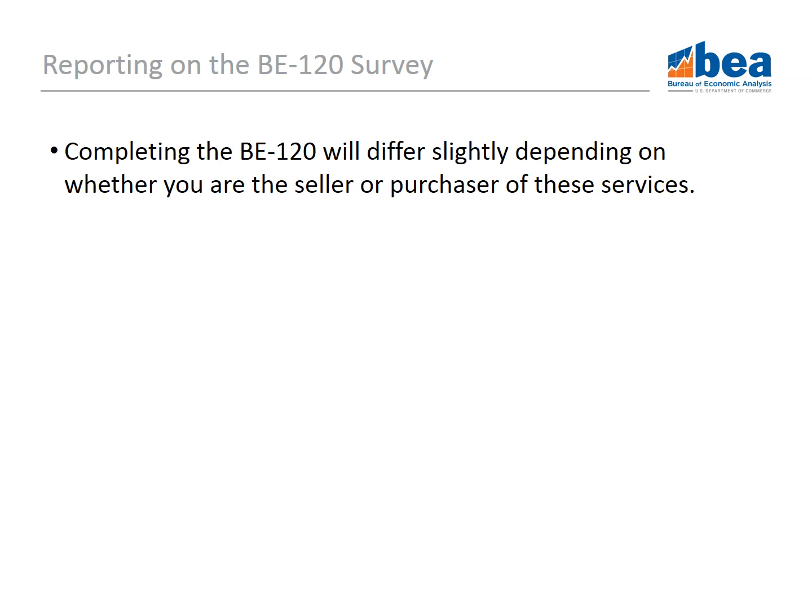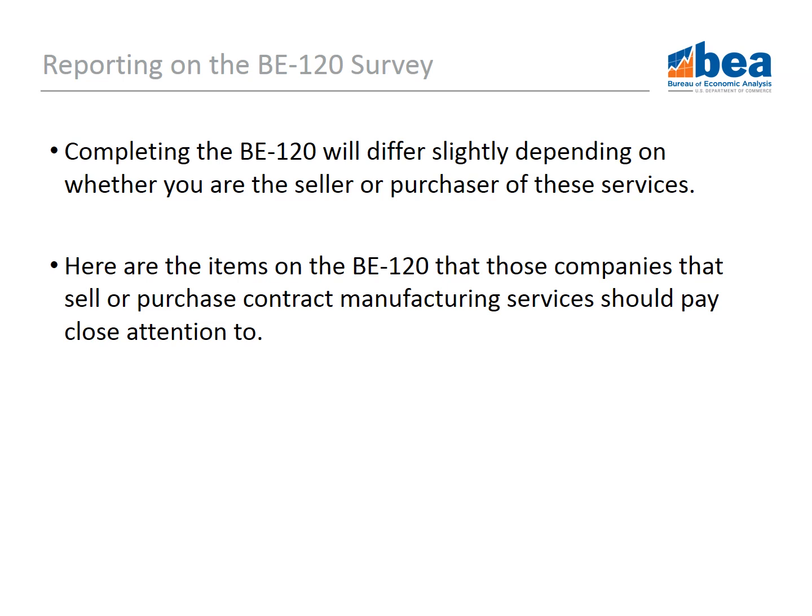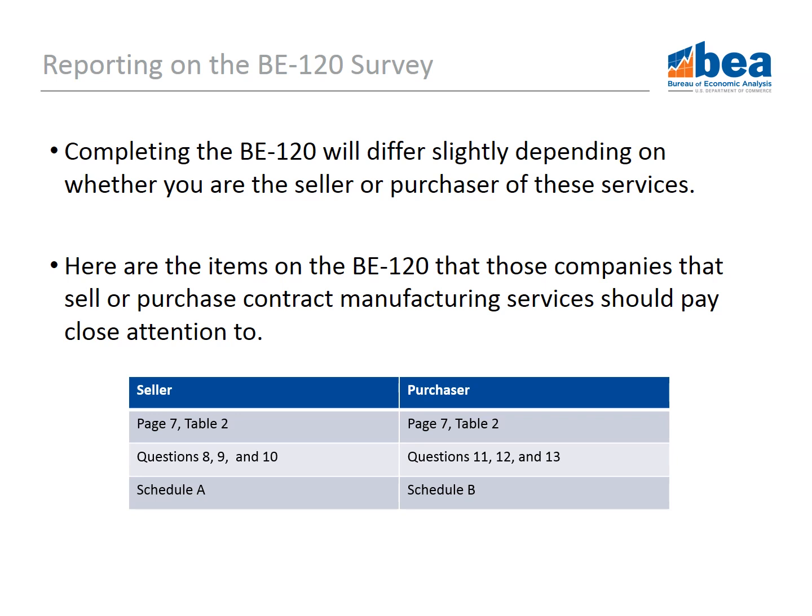The BE-120 survey collects data for contract manufacturing services for the transactions where you are either the seller or purchaser of these services. The specific items that you are required to complete for these activities will differ slightly depending on which side of the transaction you are on. The items of particular note for those that sell and/or purchase contract manufacturing services are Table 2 on page 7, for sellers of contract manufacturing services, questions 8, 9, 10, and Schedule A, and for purchasers of contract manufacturing services, questions 11, 12, 13, and Schedule B.